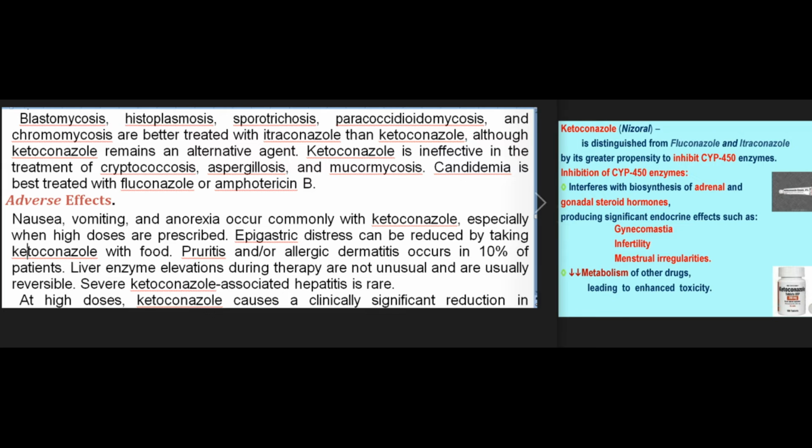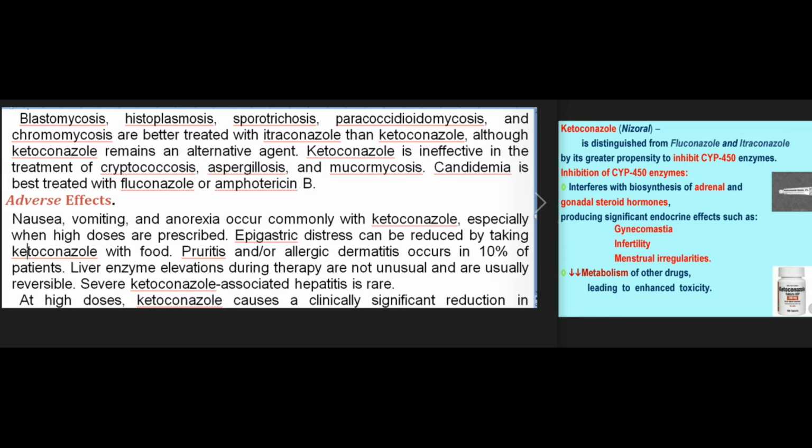Epigastric distress can be reduced by taking ketoconazole with food. Pruritus and/or allergic dermatitis occurs in 10% of patients. Liver enzyme elevations during therapy are not unusual and are usually reversible. Severe ketoconazole-associated hepatitis is rare.